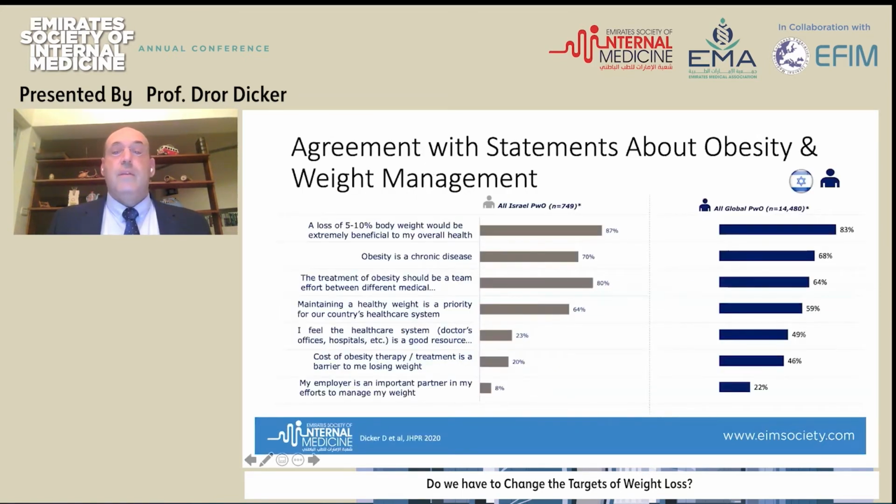We also know, when we ask people with obesity in the ACTION IO study, that Israel and also the Emirates were part of the 11 countries that participated in this study, most of the people with obesity really aim to have 5 to 10% weight loss. Of course, they expect more, but they agree that 5 to 10% weight loss has a meaningful effect on their health.